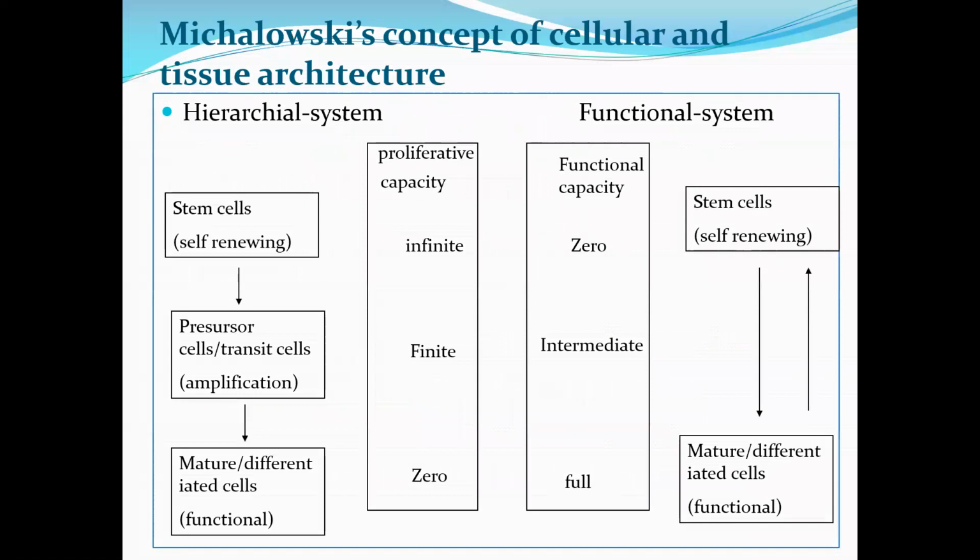So, different types of tissues. This is one concept, Michalowski's concept of cellular and tissue architecture. See, this is important from the radiation sensitivity point of view. Now, can anyone tell me in this, which are the most sensitive cells to radiation, stem cells or mature or differentiated cells? Which cells are more sensitive to radiation?